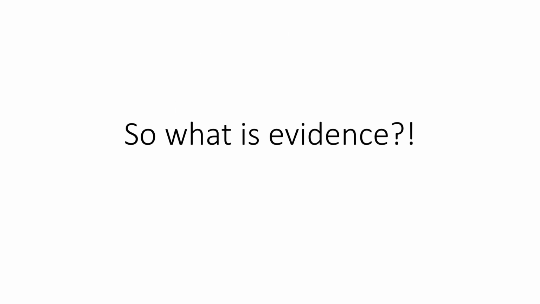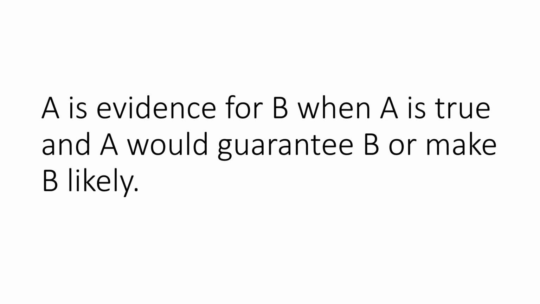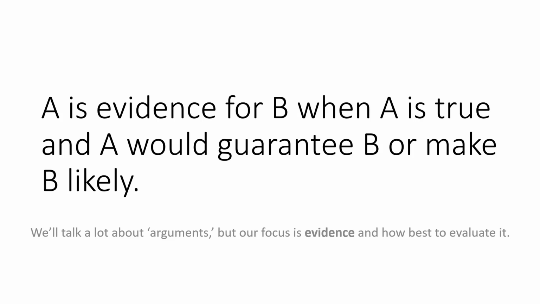You ready? Here's the correct answer finally. A is evidence for B when A is true, and A would either guarantee B is true or make B likely. Now, there's a lot to unpack in that definition, and over the term, we'll unpack it. We'll come to fully understand this definition of evidence. We're going to talk a lot in terms of arguments. I'll use terminology like argument. A is an argument for B. But our focus is evidence and how best to evaluate it.